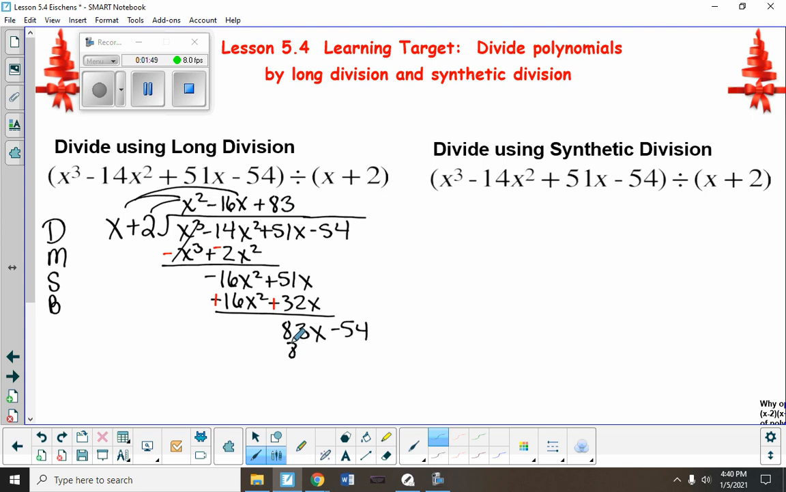So that would be 83x plus 166. And then subtract. So this cancels. And that would give us what? 220, a negative 220.